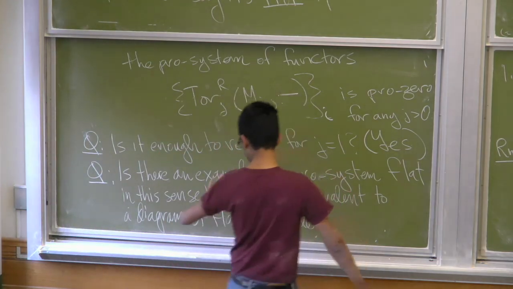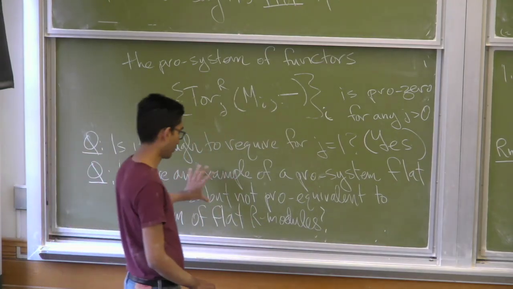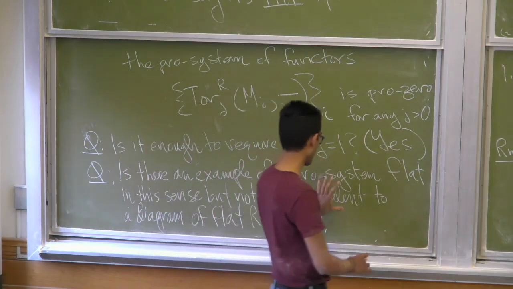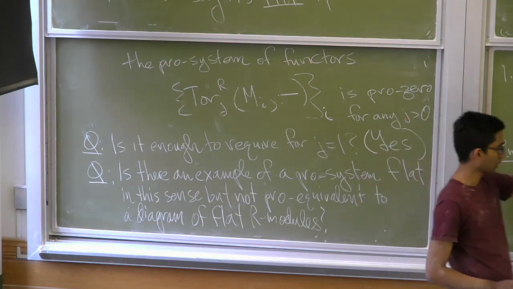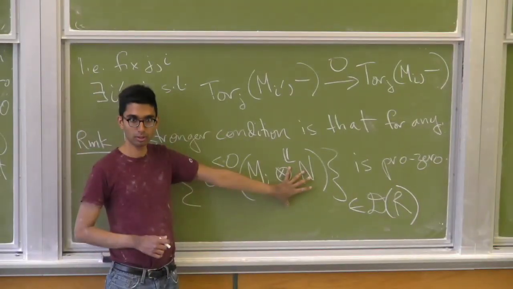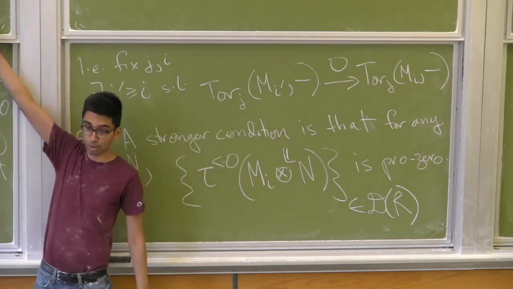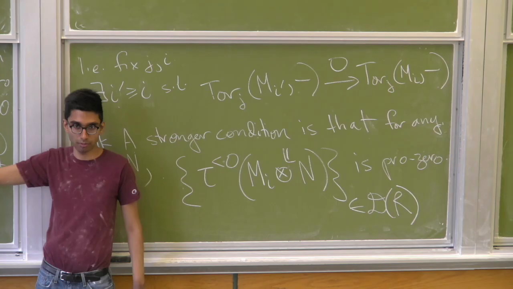Okay, so maybe just one comment on the second question: if you had something which is pro-equivalent to a diagram of flat modules, then that will imply the stronger condition. So this is a stronger condition than the condition that I formulated up here, of the pro system being flat.